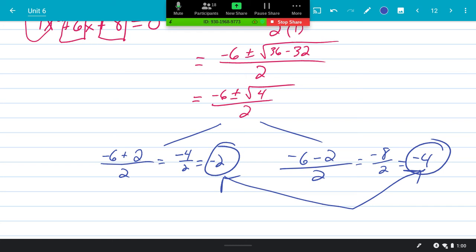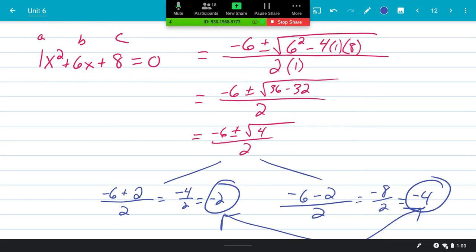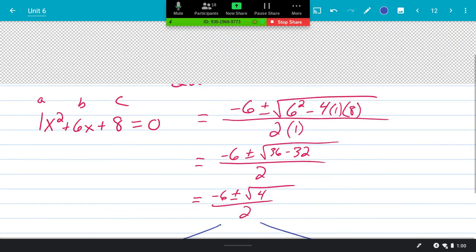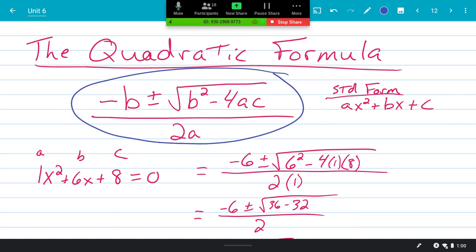Now, I could prove that any number of ways. I could go back up here to our original equation, and I could factor it, or I could complete the square, and do all kinds of cool things to show you that the same answers. But that's the quadratic formula. The quadratic formula is simply knowing this formula and then being able to plug A, B, and C into that formula and simplify. And it will tell you the solutions of any quadratic.